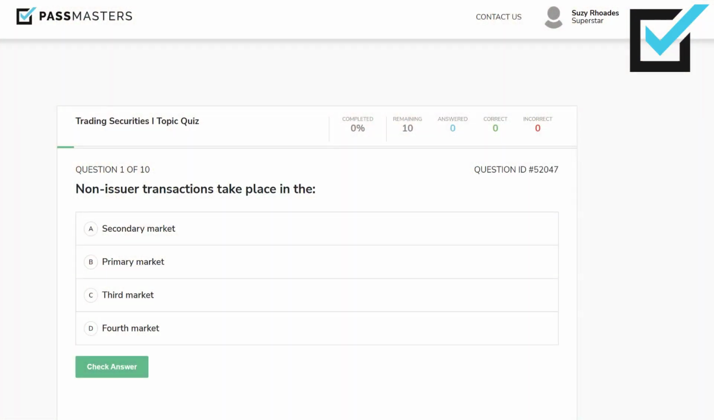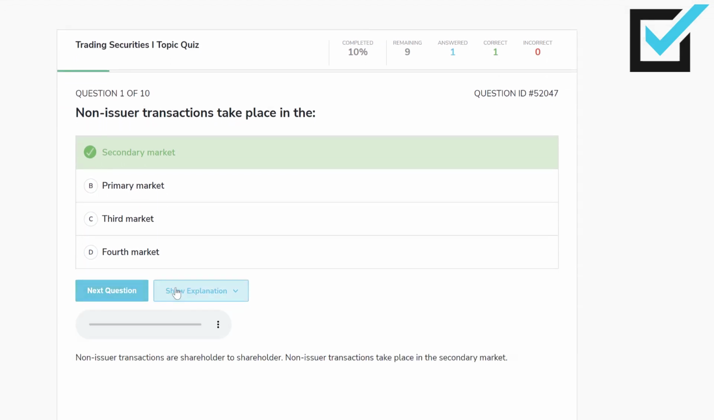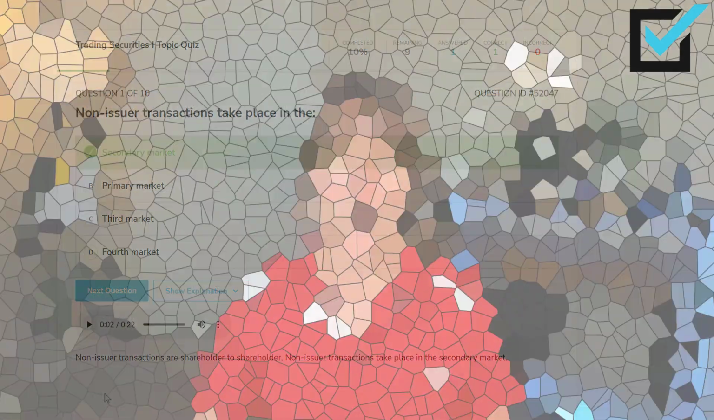Non-issuer transactions take place in the secondary market, primary market, third market, or fourth market. Non-issuer transactions, shareholder to shareholder, take place in the secondary market. So you click what you believe is the correct answer, click check answer. You know you got it right if you get that green check mark. You can click show explanation and read the rationale, or you can listen. All of our questions have audio explanations.